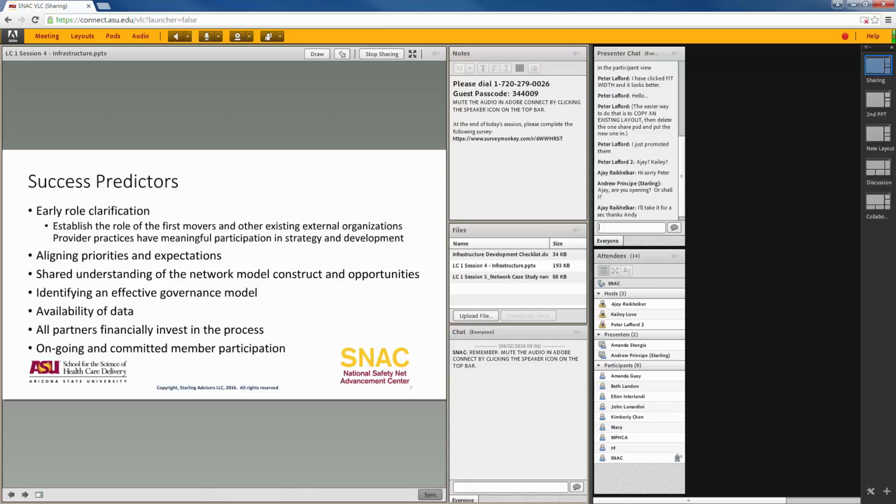Getting this out of the way, making sure it's clear, and even going as far as to formalize the roles through memorandums of agreement can prevent or eliminate the potential for heartburn later, when all of a sudden the network decides to move forward with a funding source that will allow them to essentially invest in capabilities or technologies or services. It was clear up front that those will be housed within a certain organization or entity.